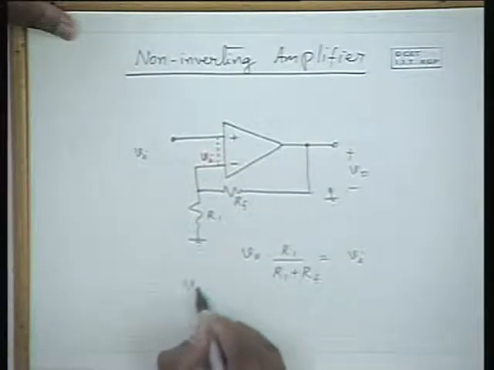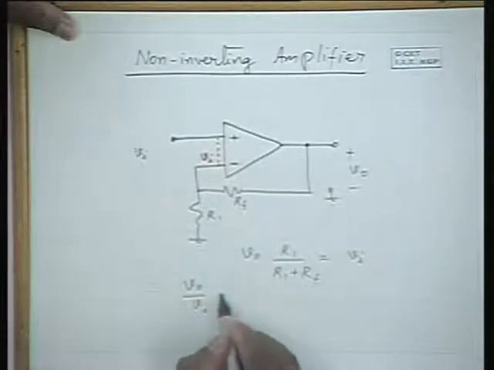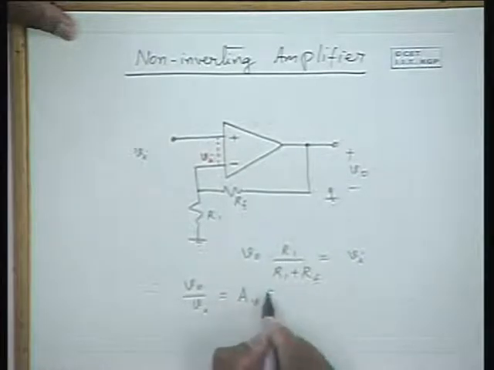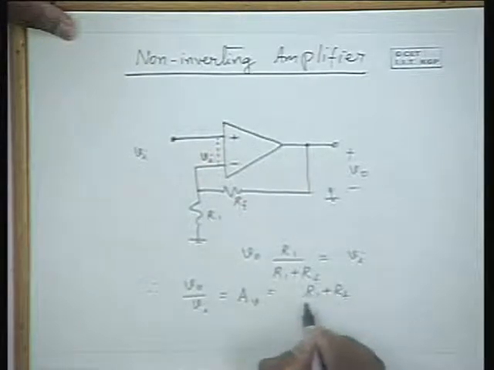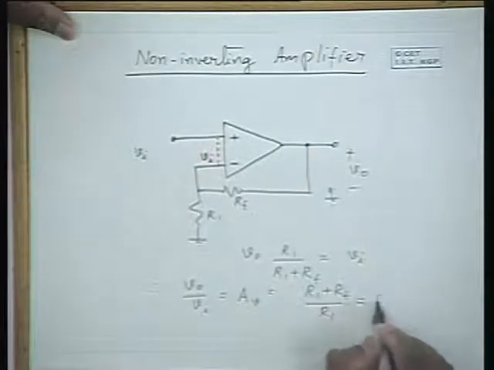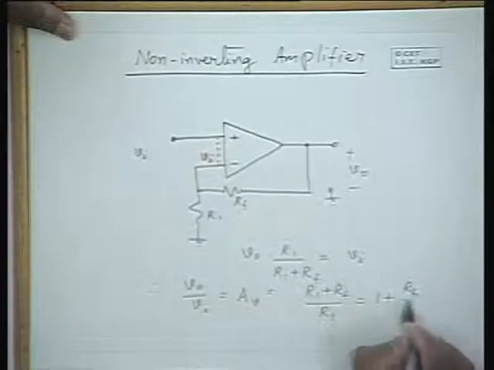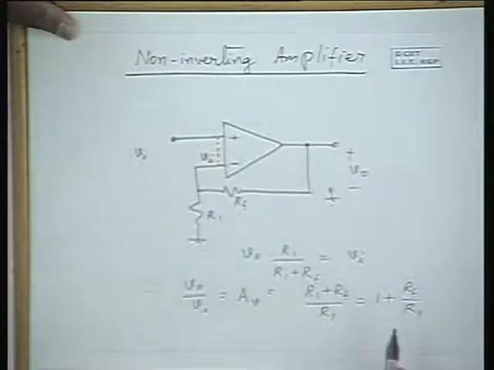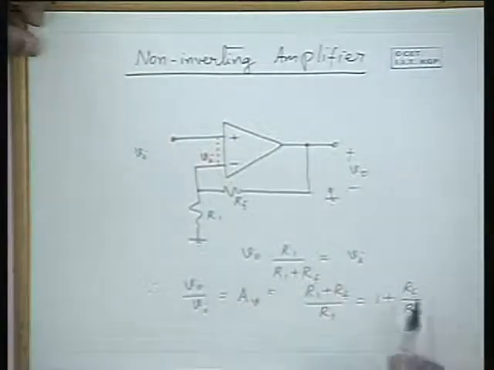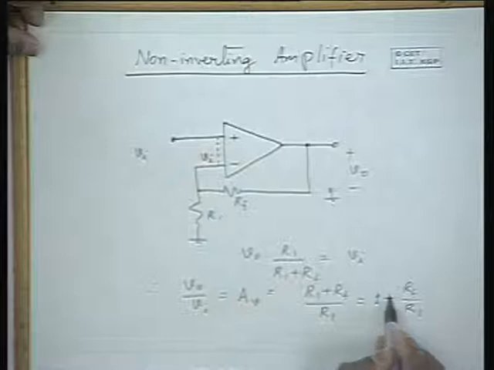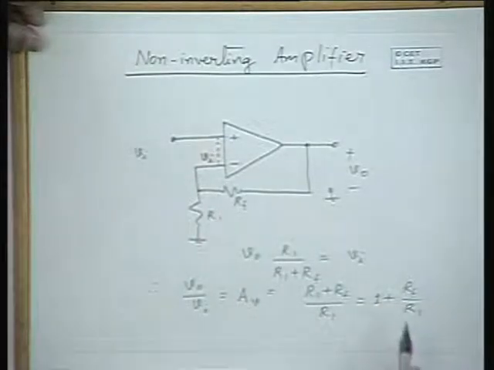Hence, V0 to Vi ratio is the voltage gain, and that is equal to R1 plus RF by R1, and this is equal to 1 plus RF by R1 itself. Unlike in the case of an inverting amplifier, you have 1 plus RF by R1 as the expression for the voltage gain.